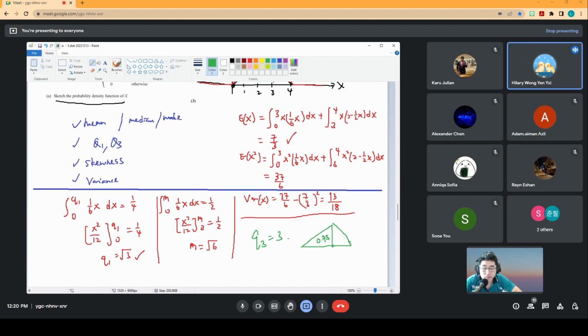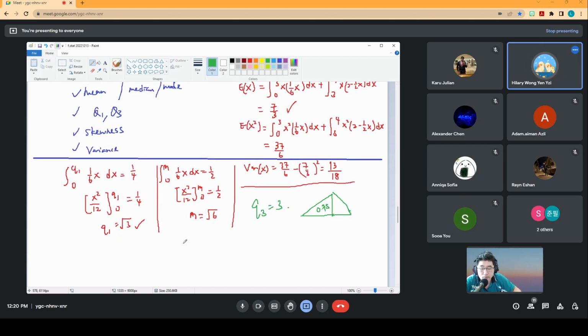Q2 minus Q1 is 0.717. Q3 minus Q2 is 0.551. Since Q2 minus Q1 is more than Q3 minus Q2, it is negatively skewed.